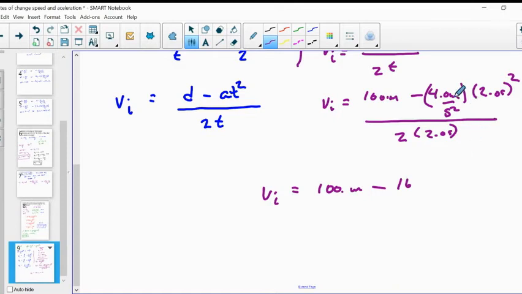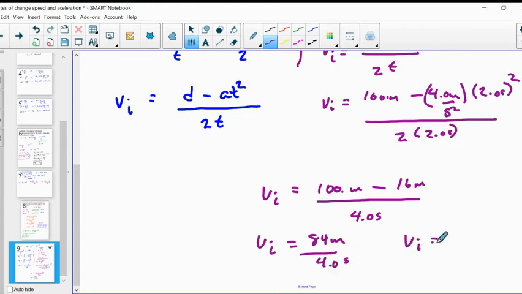You'll notice that here I have, once again, meters divided by second squared, multiplied by second squared. So the second squareds are going to cancel each other out. And on the bottom, we're going to have 2 times 2 seconds, which is 4 seconds. So our initial velocity will be 84 meters divided by 4 seconds. So the initial velocity will be 21 meters per second.